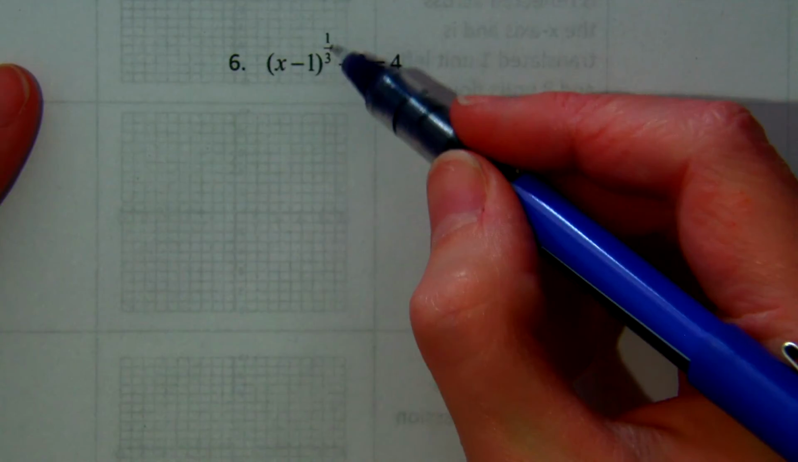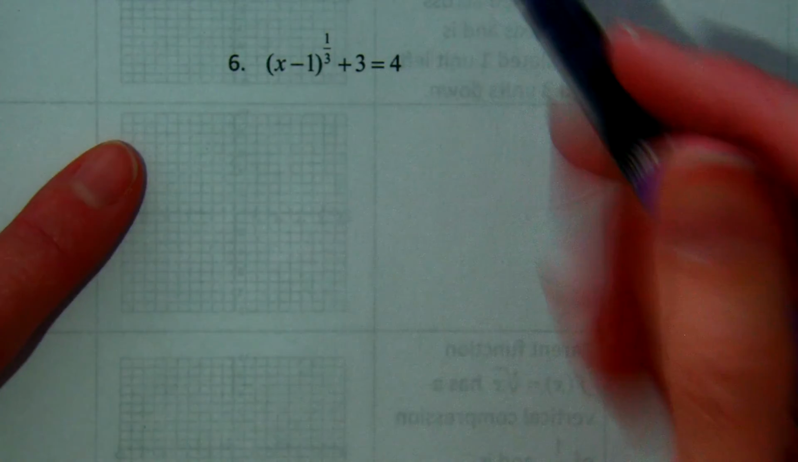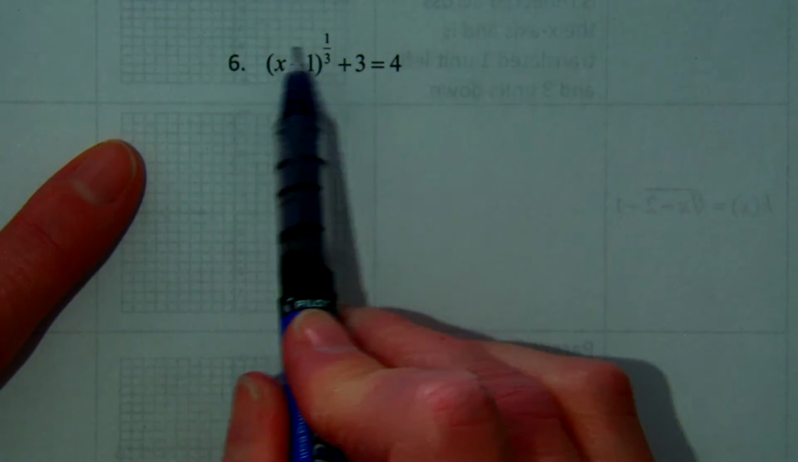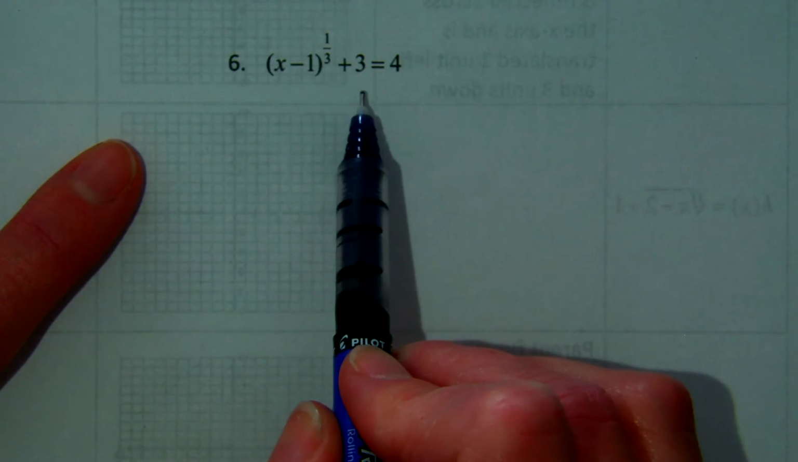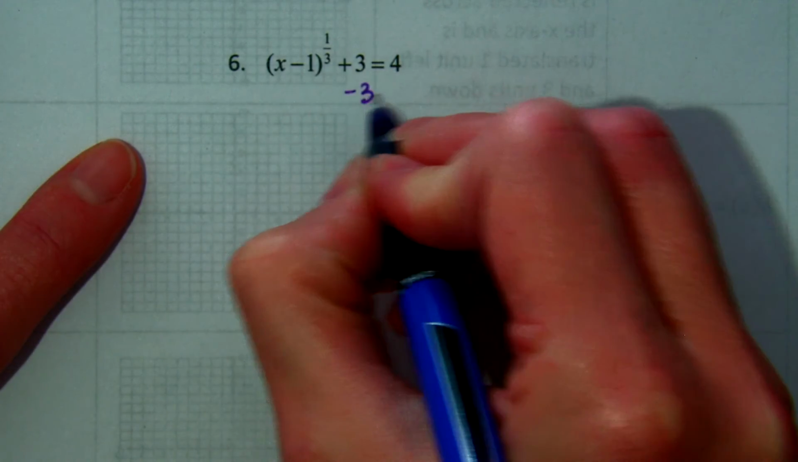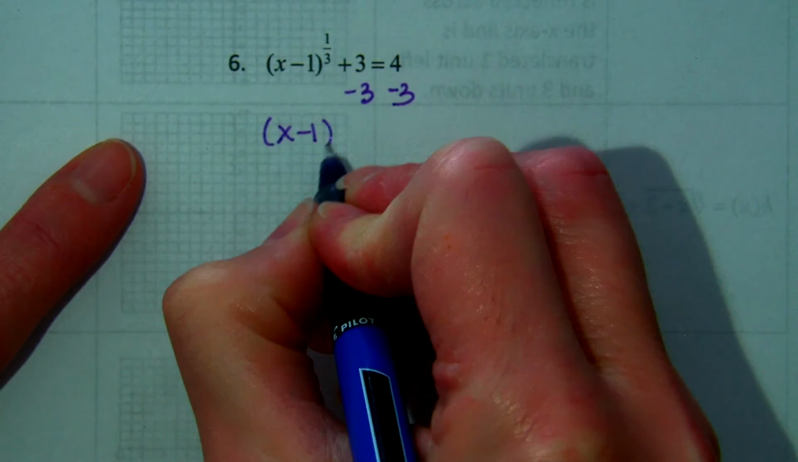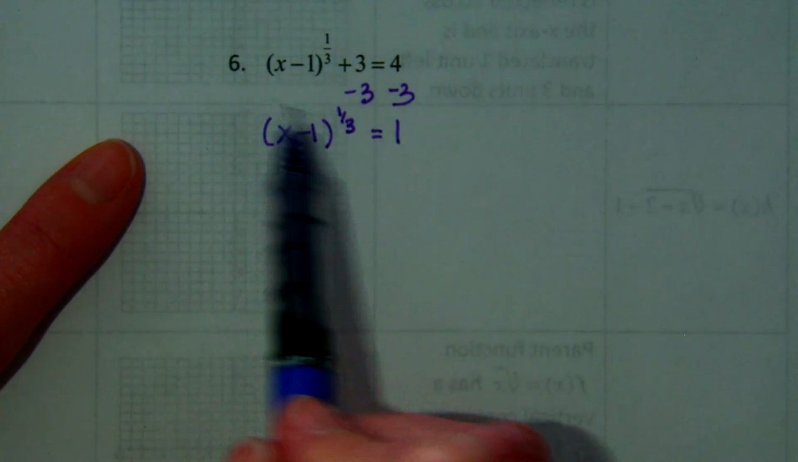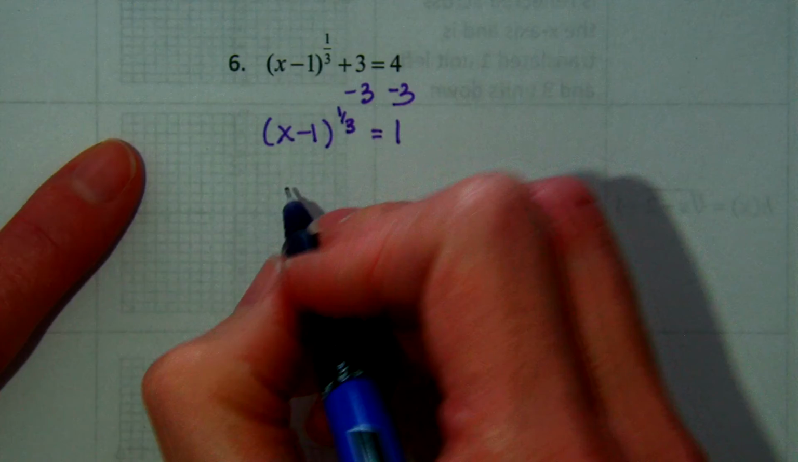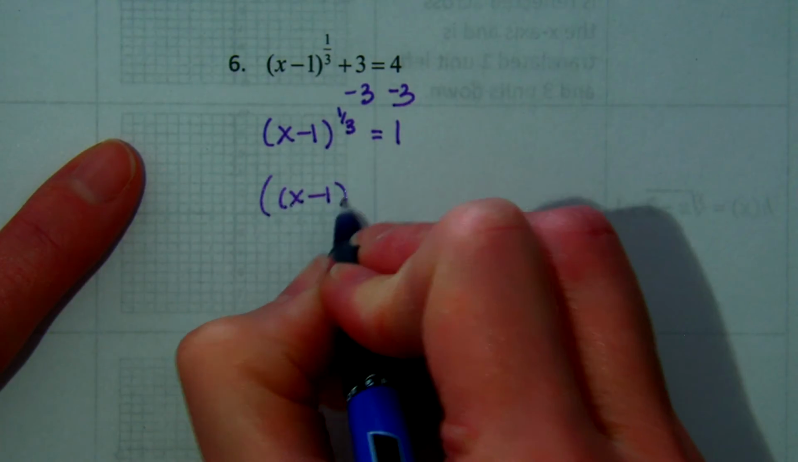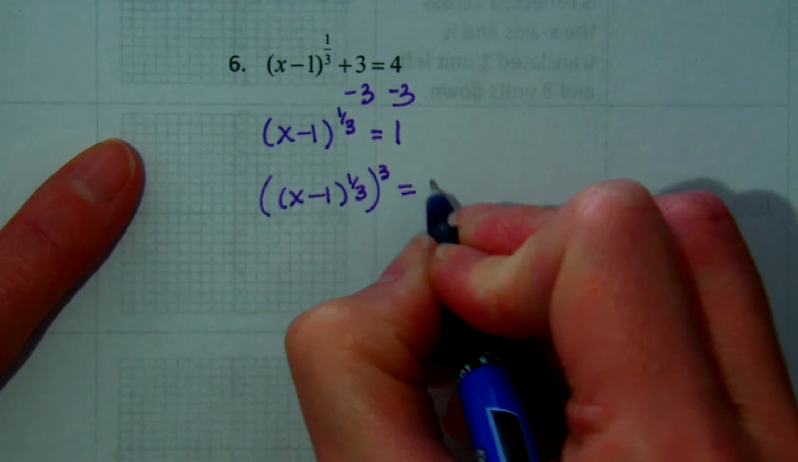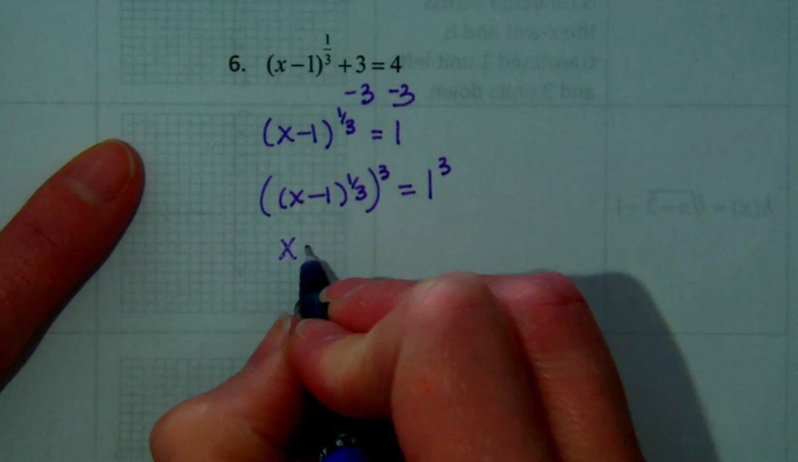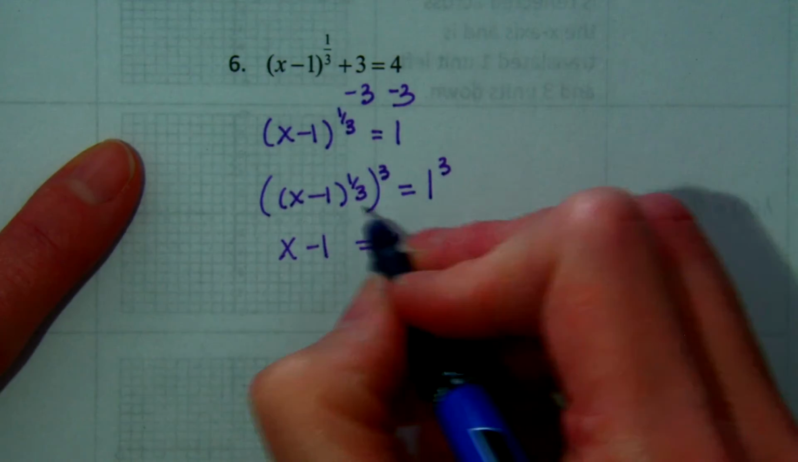For number 6, we are again dealing with an equation that's already been written with a rational exponent, so we do not need to rewrite this with a rational exponent. We are trying to get this x minus 1 in parentheses alone, and so we've got a 3 there. We've got to move that 3, so we subtract 3 from both sides. We get x minus 1 to the 1/3 is equal to 1. And now that you've got the parentheses with the 1/3 exponent alone, you can cube both sides.